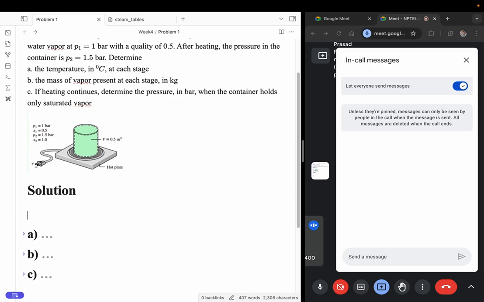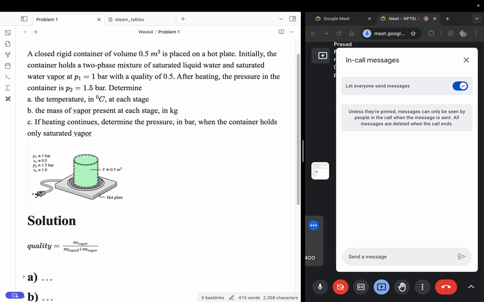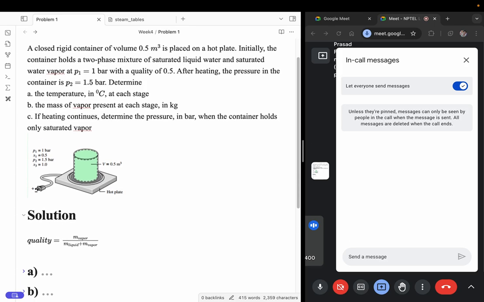What is quality? The quality here refers to the mass of vapor divided by mass of liquid plus vapor. You also call this the vapor fraction of that particular two-phase mixture. So now what is happening here?